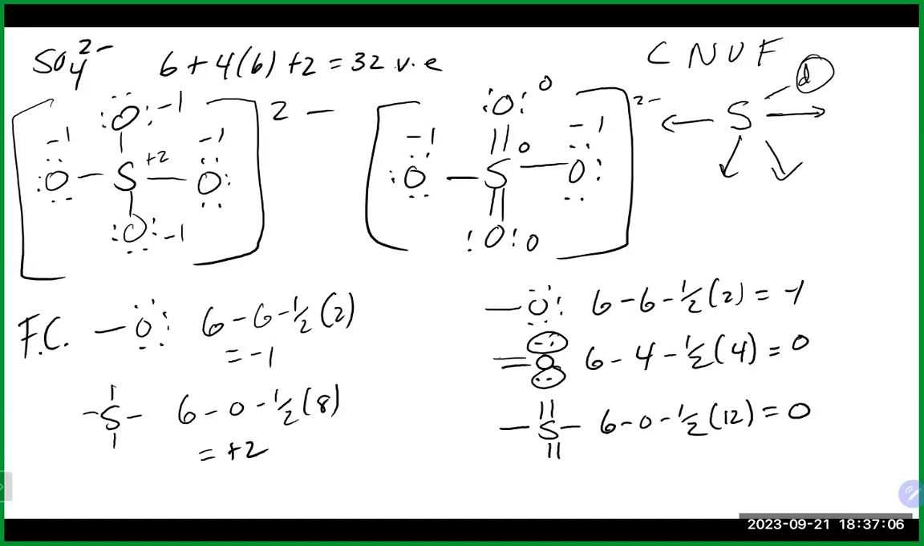Yeah, we minimize the formal charge on sulfur to 0 rather than plus 2, which is a larger formal charge. And we also minimize the formal charge on two of the oxygens from minus 1 to 0 as well. So this one would be really the better structure for sulfate based on formal charge, which is probably why it comes up in your Google searches.